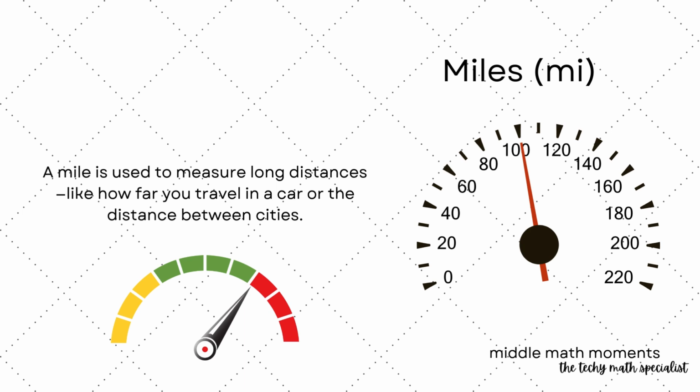You might know how far your house is from school in miles, or see road signs that say next exit 2 miles. Runners also use miles to track long-distance races like marathons, which are 26.2 miles long. Miles are your go-to unit when measuring very large distances. So next time you're on a road trip and see a sign that says a place is 50 miles away, you'll know just how far that is.